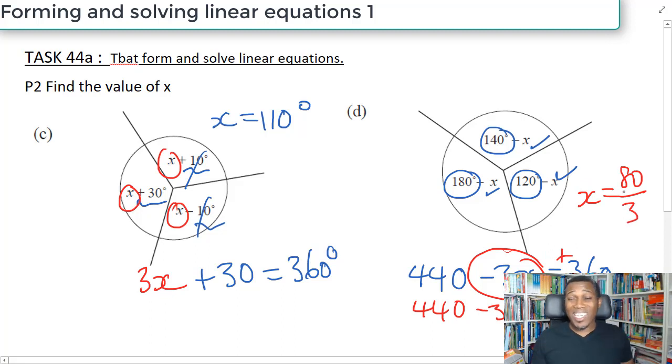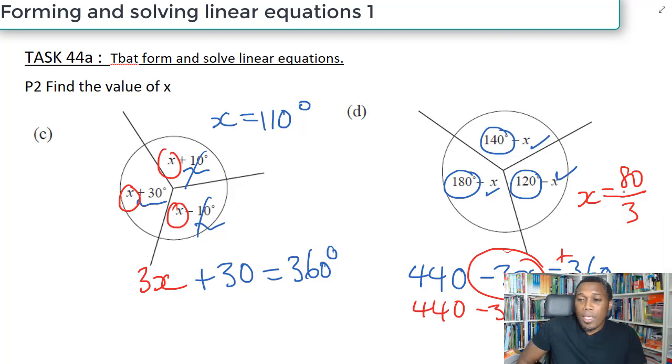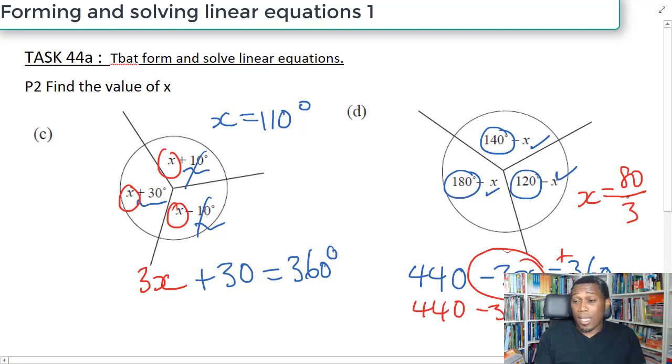And I would actually leave my answer as 80 on 3. There's no need to rewrite it in any other form. If you wanted to make this a mixed number, I would write it in as an answer. How many 3's are in 80? That's 2. So I'm just going to do 3.